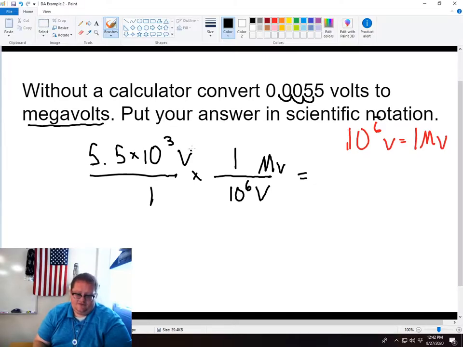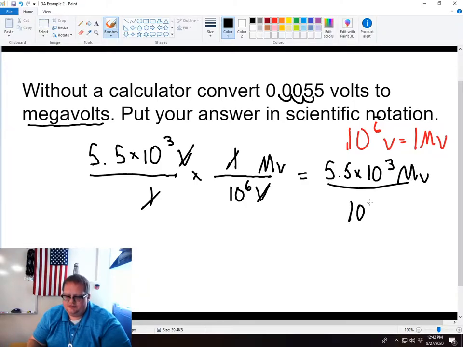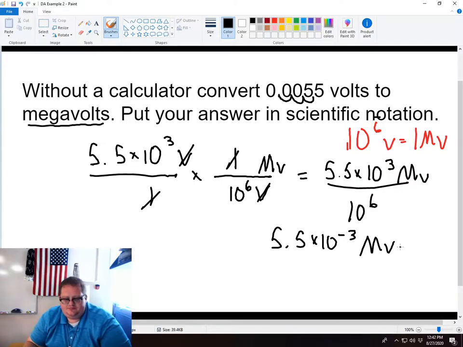So now when I cancel, volts cancel, and the 1s cancel. So now I'm done. I have megavolts. I have the unit I want. So I'm going to do the math. I'm going to multiply across the top. I have 5.5 times 10 to the 3rd megavolts. On the bottom, just 10 to the 6th. So I'm dividing powers of 10. I subtract the exponents. My final answer is 5.5 times 10 to the 3 minus 6, which is negative 3, megavolts. And that's my answer.